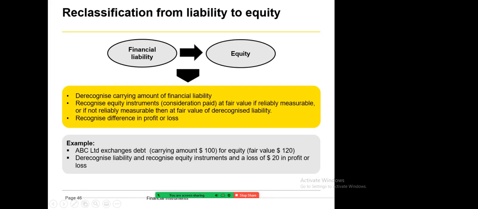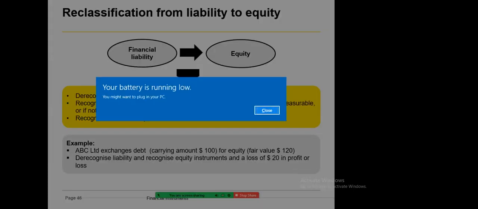Vice versa, in the opposite case, de-recognize the carrying amount of the financial liability and recognize the equity instrument. Just 1 minute, please.